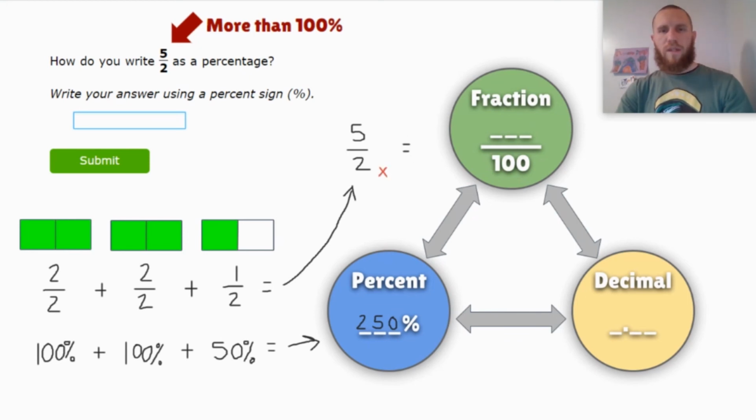The way that I would do that is I would do 2 times something equals 100. So I know that 2 times 50 equals 100. So that must mean that I have to multiply the top by 50 as well. And it is indeed correct. 5 times 50 equals 250. So the fraction is 250 over 100, or simplified to 5 halves. And the decimal would be 2.50, or that's the same as 2.5. So as a percent, all that to say, the answer is 250%.